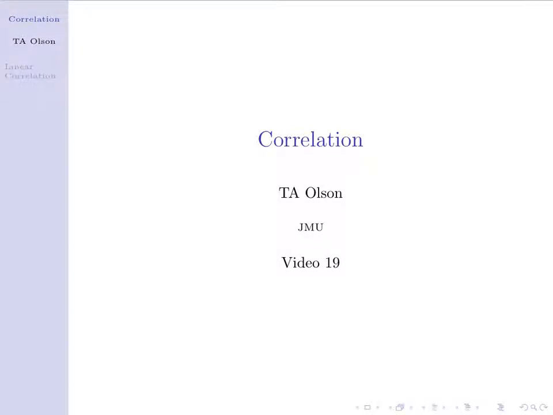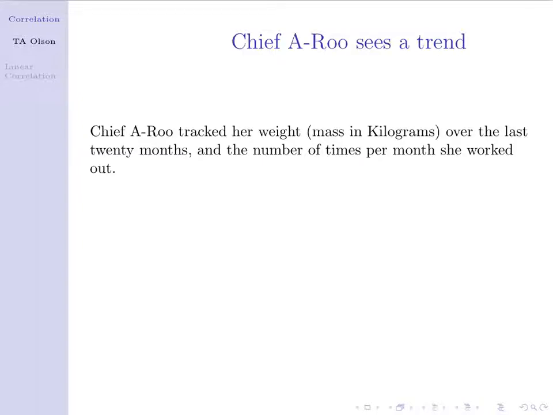Right, in this video, we're going to introduce the idea of correlation between two variables that we're measuring for the same individuals. So Chifaru, she's a big math nerd, right? So she's going to track her weight. She's Australian, so it's going to be mass in kilograms over the last 20 months. And she's also going to record the number of times per month she worked out. So this is two different data sets over the same months.